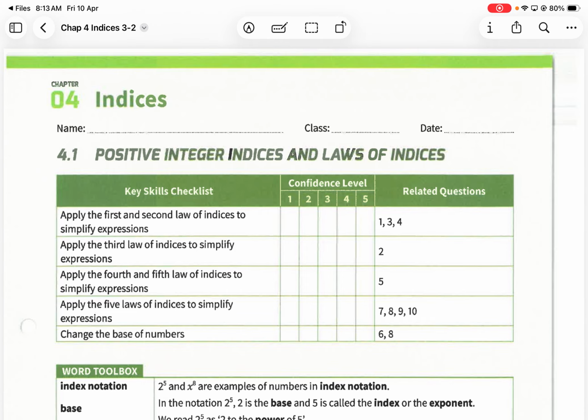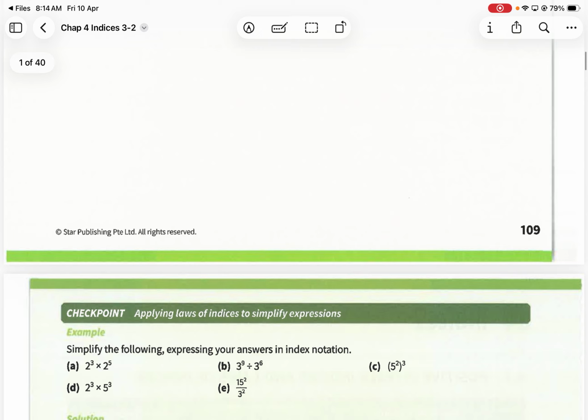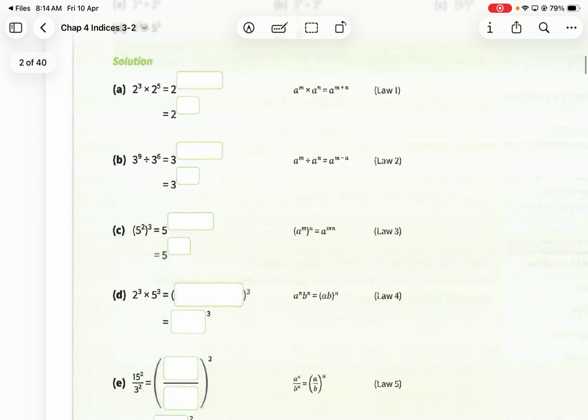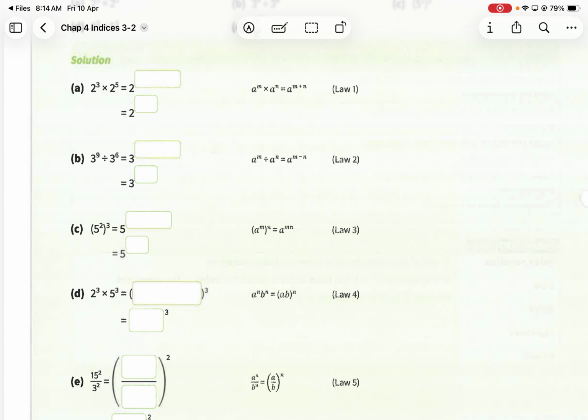Okay, for indices, they start off with telling you there are a few rules. If you go to page 110, there are 5 laws, not rules, laws, they call it laws. To be honest, I don't remember the laws one. But you must know when you are given a question, how do we apply?